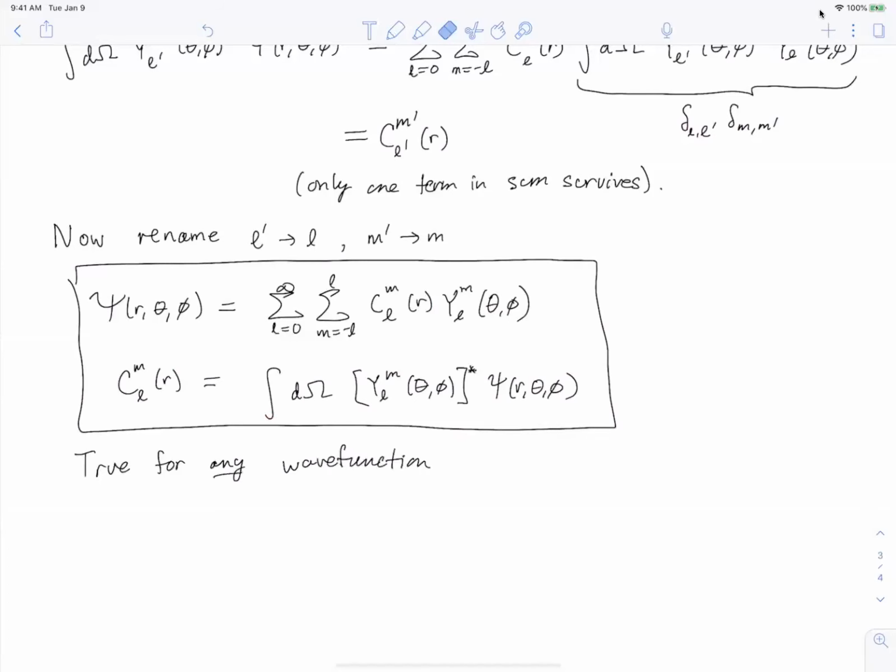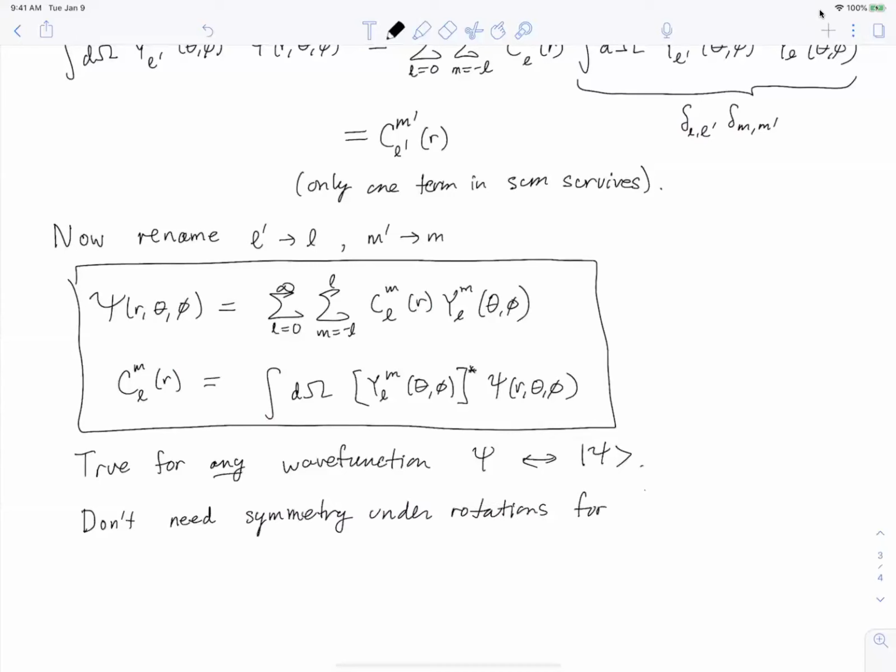Psi, or any ket, in fact, psi. So the wave function, of course, corresponds to some ket. What I mean by any here is in particular that we do not need this to be a system where the Hamiltonian or anything else is invariant under rotations. So we don't need spherical symmetry under rotations.